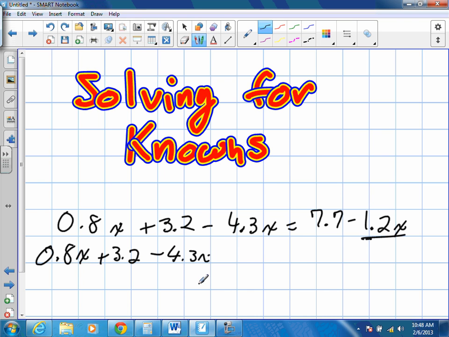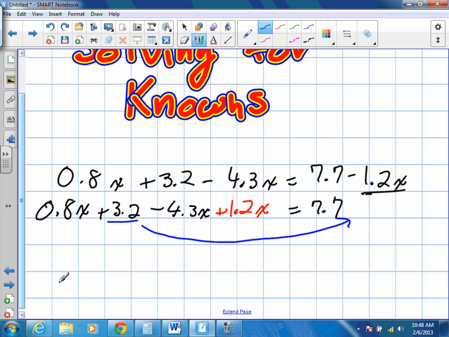I'm going to do it all one step at a time. If you can do that all in one step, I have no problem with that. Is equal to 7.7. The next thing we want to do is move our constant term, positive 3.2, to the other side. When I do that, what will it become on the other side? Yeah, good. So very simple. 8x minus 4.3 plus 1.2x is equal to 7.7 minus 3.2.